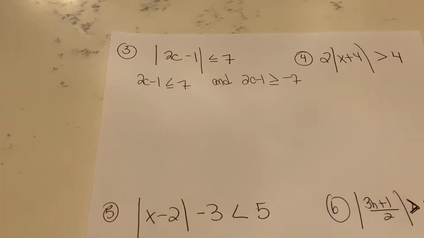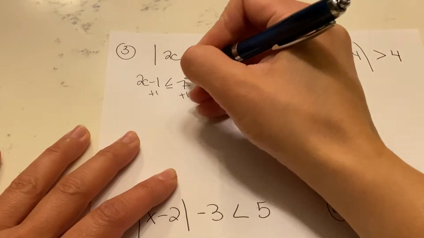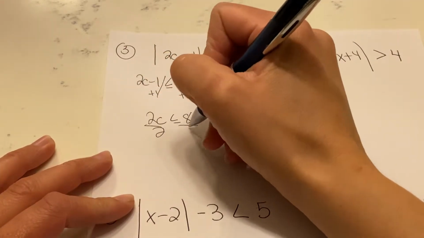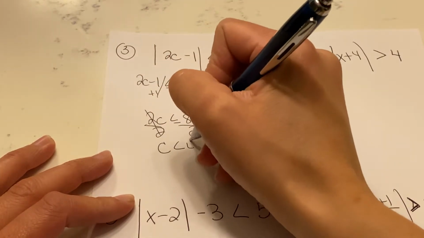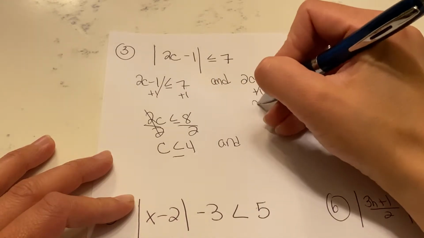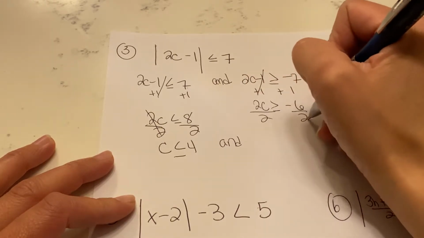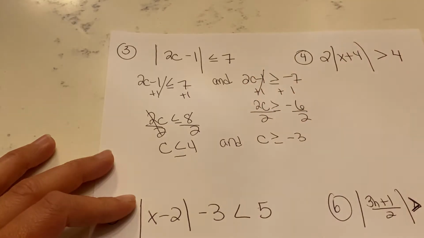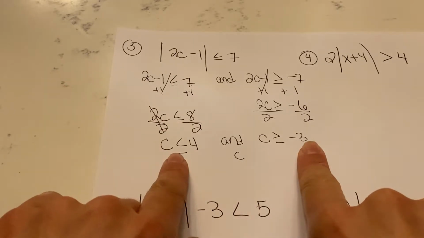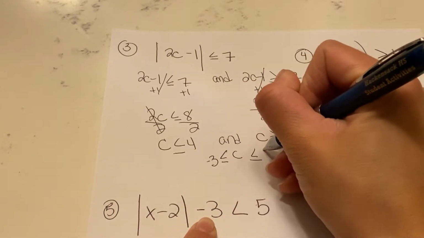Okay? So now we will solve for C. So I'm going to add 1. 2C is less than or equal to 8. I divide by 2. I get C is less than or equal to 4. Okay? Remember, it's an and. Okay? This will give me 2C is greater or equal to negative 6. Divide. I get C is greater or equal to negative 3. Now, because it's an and, I'm going to write C in the middle. The smaller number goes to the left. So this says C is greater or equal to negative 3, but less than or equal to 4.